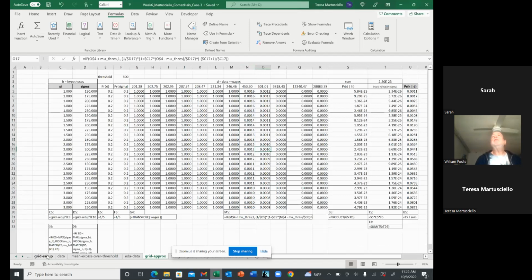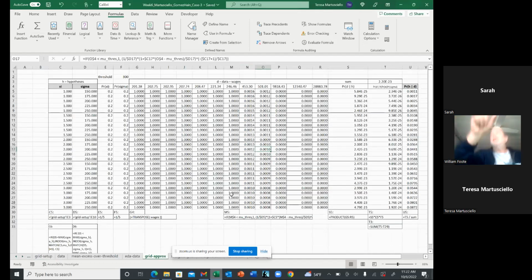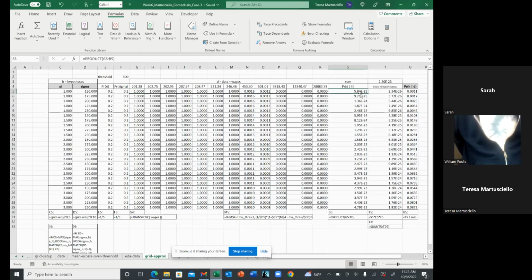Okay. And the one is good because, if you go back, Teresa, to the calculation sheet, that grid approximation, please. There we go. It's column S. Is that the product statement? Yes, product.